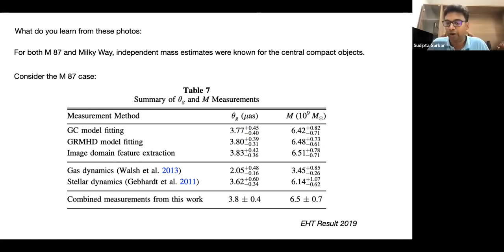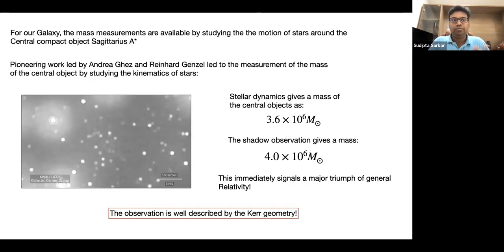This is the 3.8 and 6.5. So it's clearly seen that the mass measurement is consistent with what is obtained from completely different models. And for our galaxy also, there are mass measurements available.